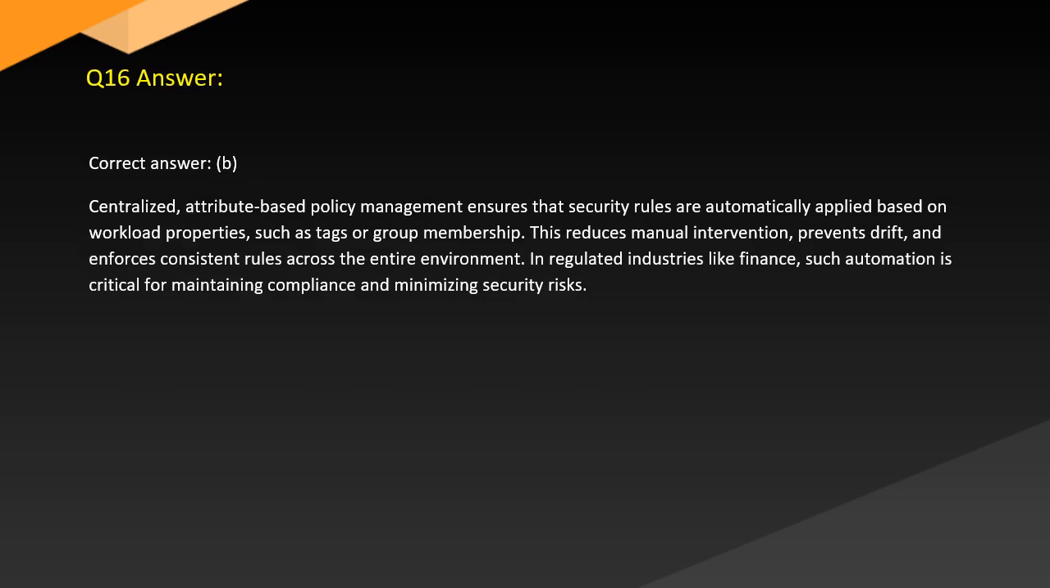Answer. Correct answer. B. Centralized attribute-based policy management ensures that security rules are automatically applied based on workload properties such as tags or group membership. This reduces manual intervention, prevents drift, and enforces consistent rules across the entire environment. In regulated industries like finance, such automation is critical for maintaining compliance and minimizing security risks.